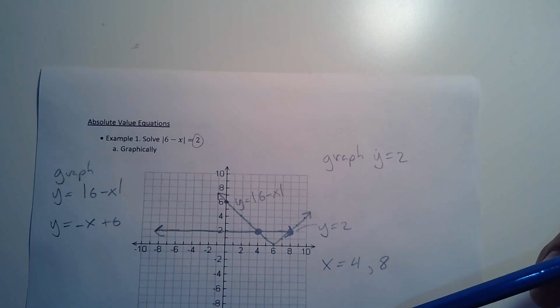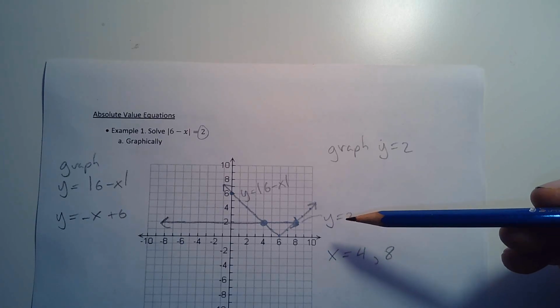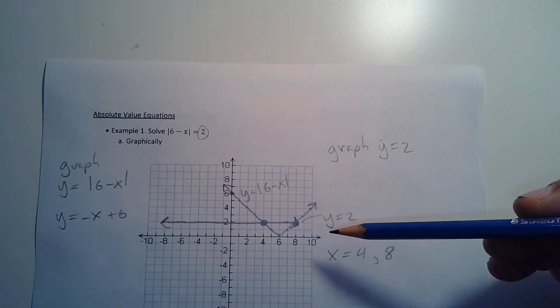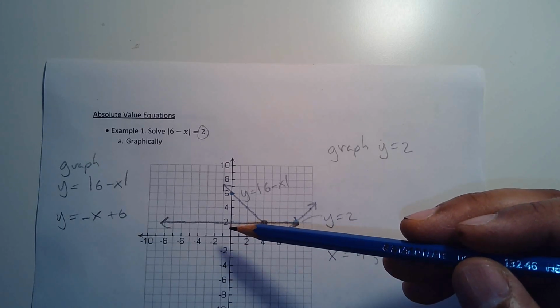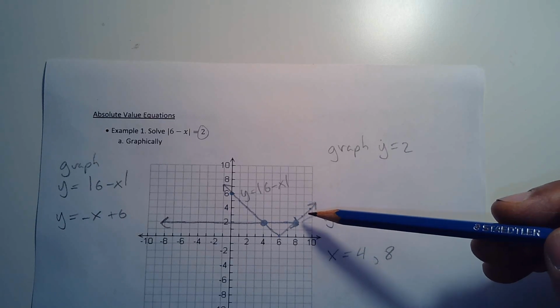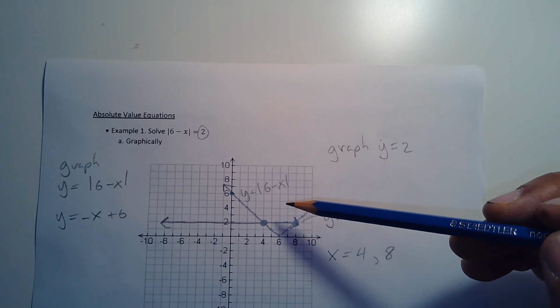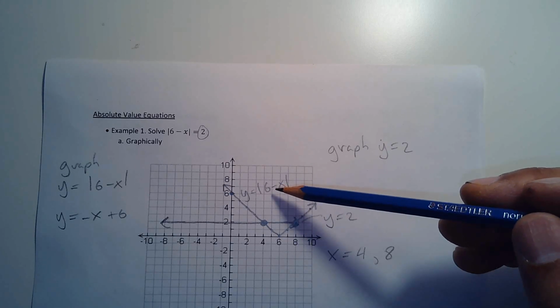So this is what the graph is going to look like. Here's y equals 2, which is just going to be a straight, horizontal line. What that means is y is always equal to 2. So there's 2, that's why you get that flat line. And then here's your y equals 6 minus x. You go about graphing this the same way as before, right?